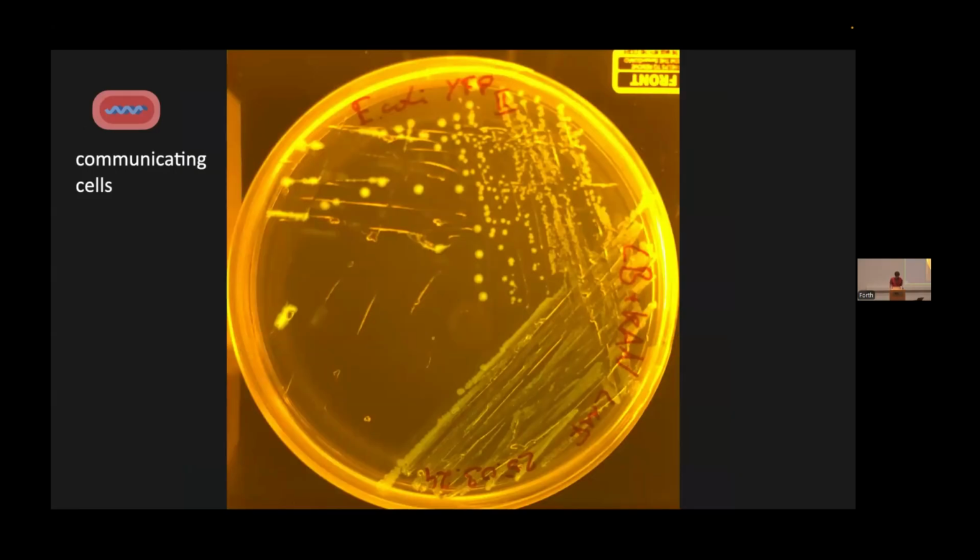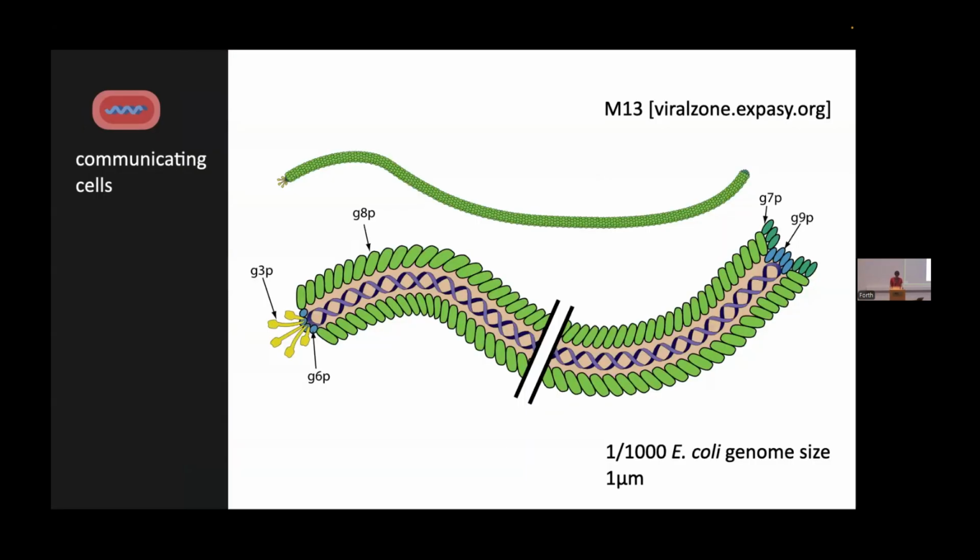Yeah, this is an example of communicating cells. Again, the readout is kind of boring here. It just means that some bacterium gave something else, like another antibiotic resistance gene, to a bacterium, and then we saw that. This was based on the phage, sorry, the virus that I've been talking about. It's called M13.